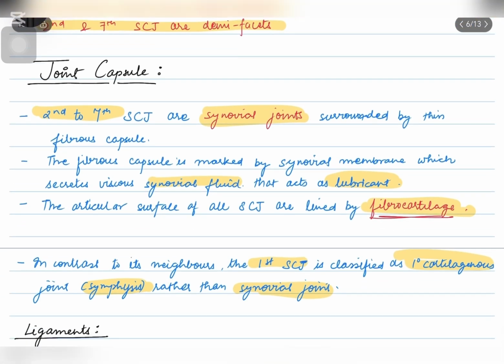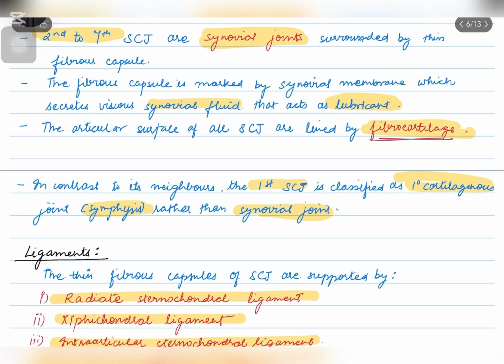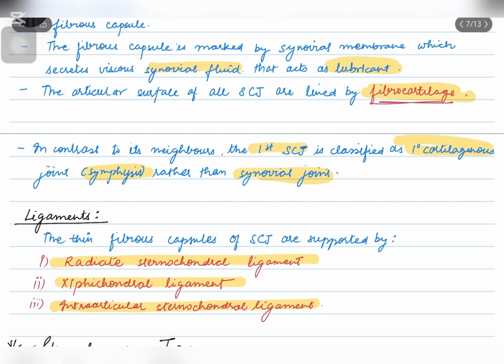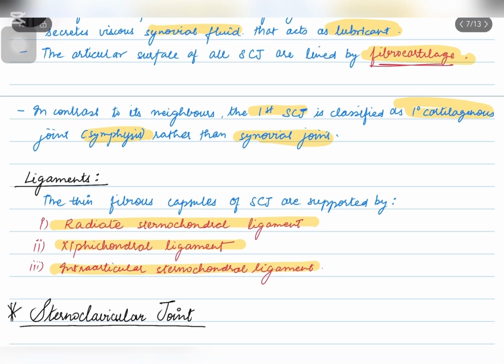Now let's talk about the joint capsule. Second to seventh sternocostal joints are synovial joints surrounded by thin fibrous capsules. The fibrous capsule is lined by synovial membrane which secretes viscous synovial fluid that acts as a lubricant. The articular surfaces of all SCJs are lined by fibrocartilage. In contrast to its neighbors, the first SCJ is classified as a primary cartilaginous joint, that is a symphysis, rather than a synovial joint. It's an important thing.